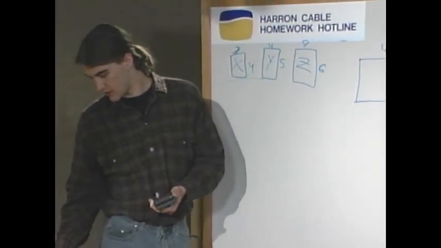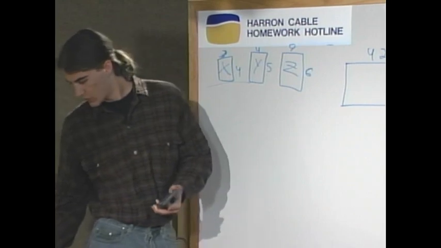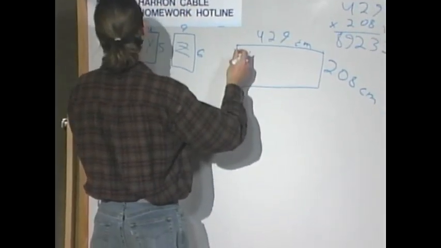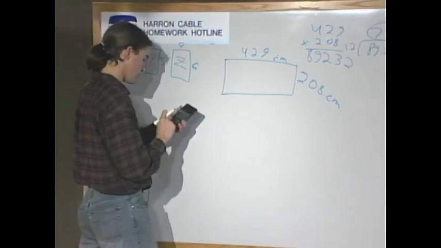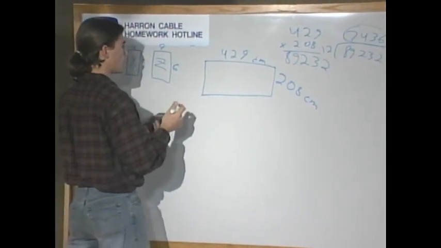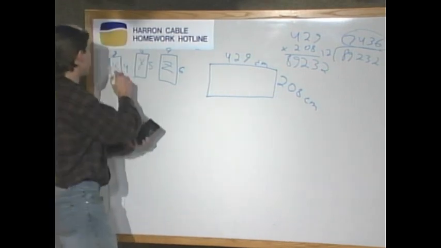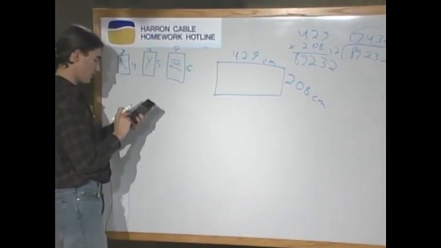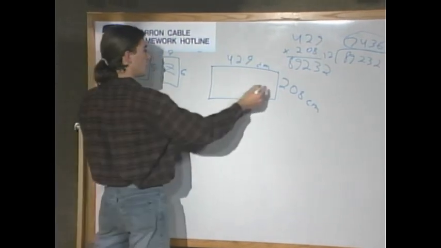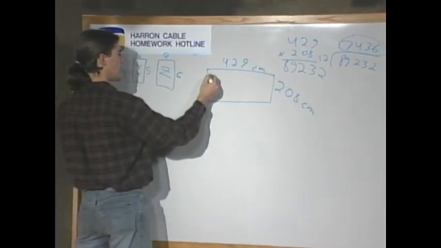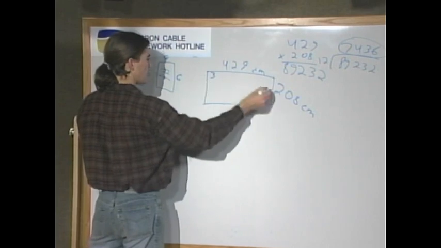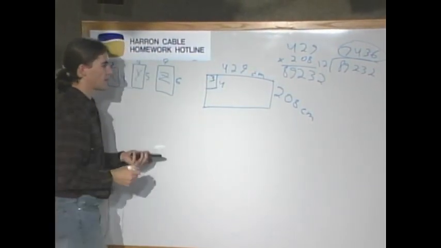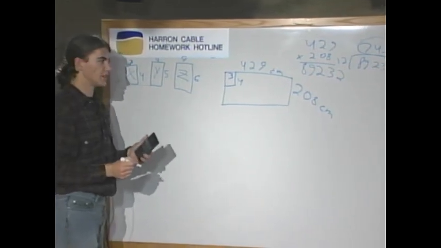Letter B, which way should the tile be placed? Well, let's see. 429 divided by 3 is 143 for this. And 208 divided by 4 is 52. So because it fits in evenly like that, you want the 3 to be on top and the 4 on the side. So say that's your box right here. You want to place that in that direction. Do you understand that?